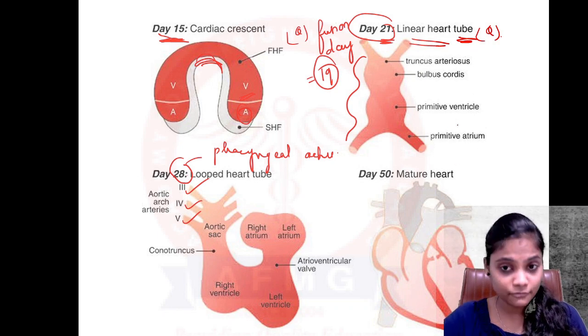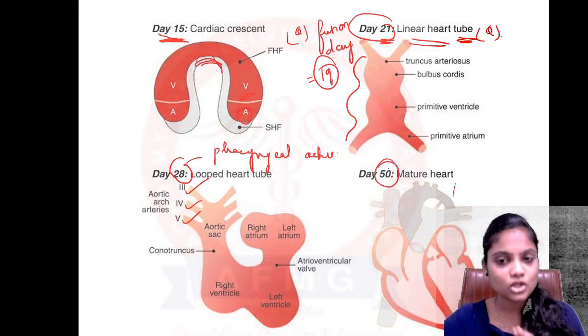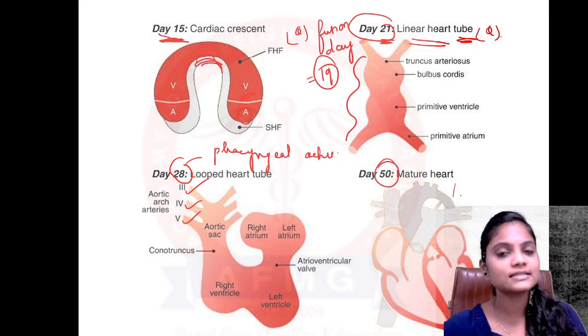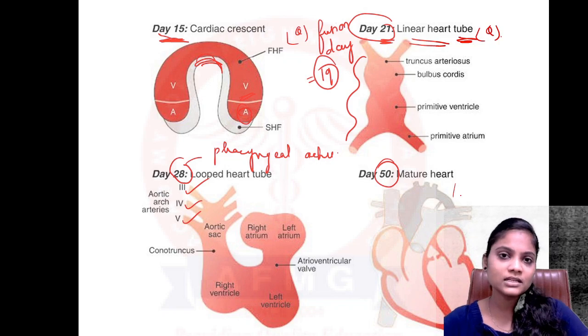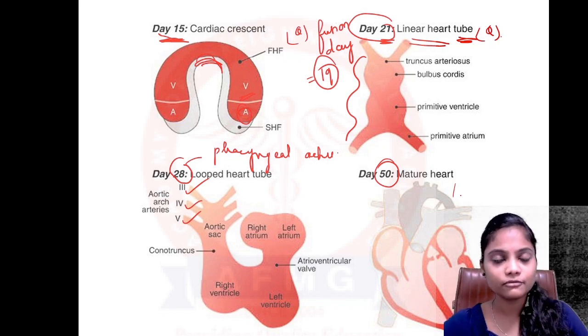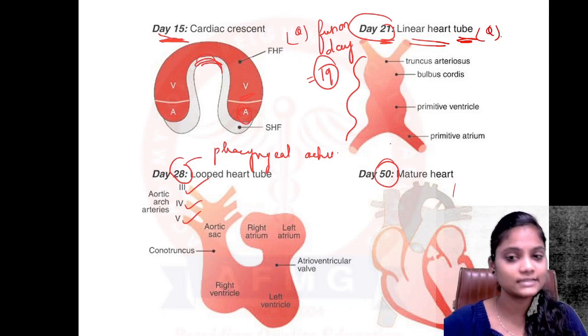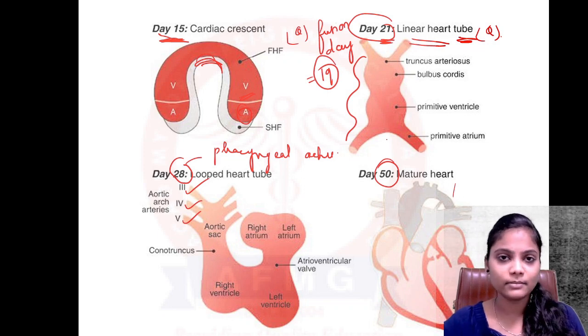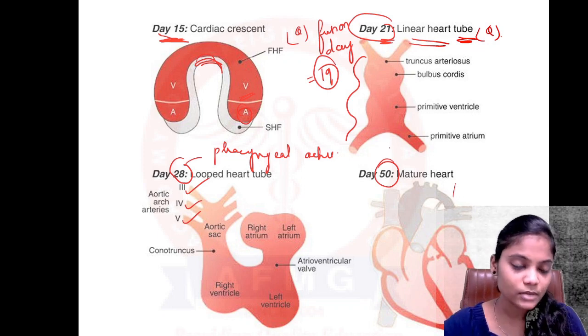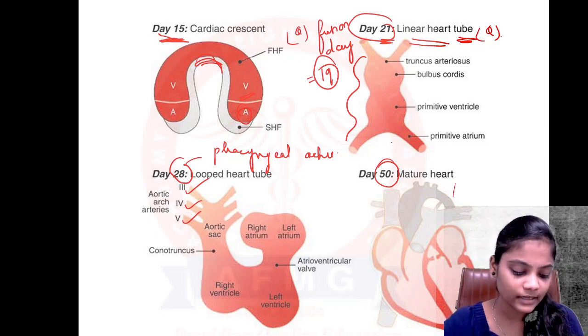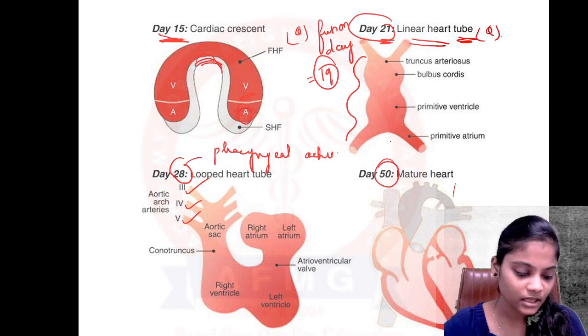See, by around day 50, what happens? The mature heart gets fully developed. So from day 1 to day 50, what are all the things happening? That is especially made on the basis of our embryology. That is also important to remember, and how they form dilatations is also very important.